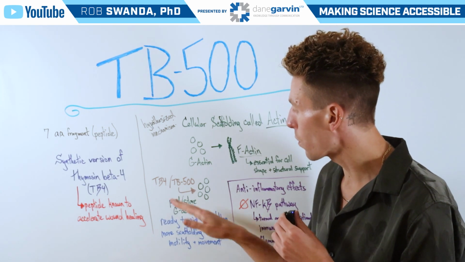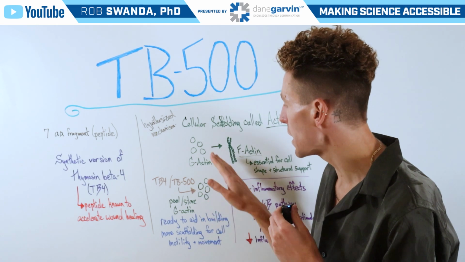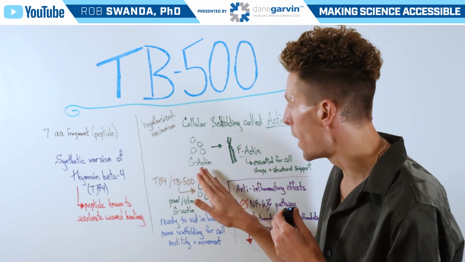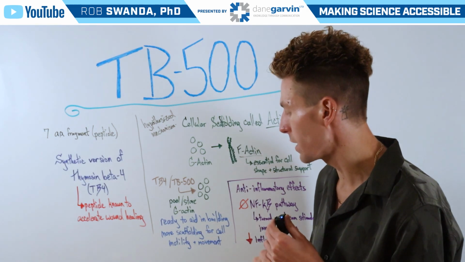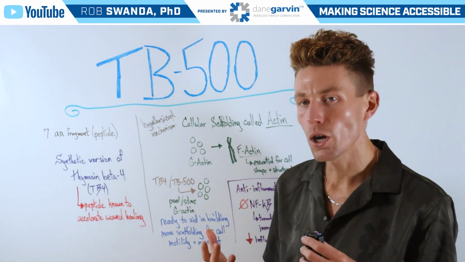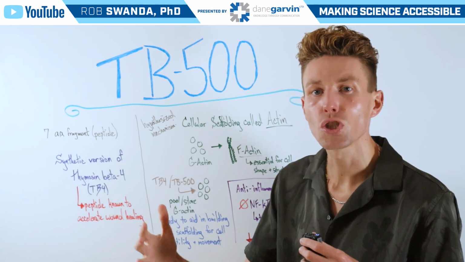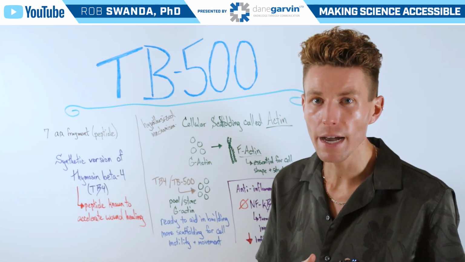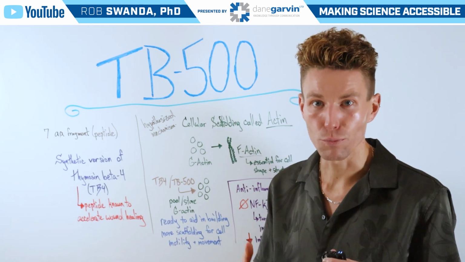Now, T-beta-4 or TB-500 has been shown to pool or store G-actin, so that individual monomer form, helping the cell to be ready to aid in building more scaffolding for cell motility, cell movement, and cell turnover. So you can almost think of T-beta-4 or TB-500 as being able to store or stock up enough supplies for when someone is ready to go and build a house, they have those supplies ready.